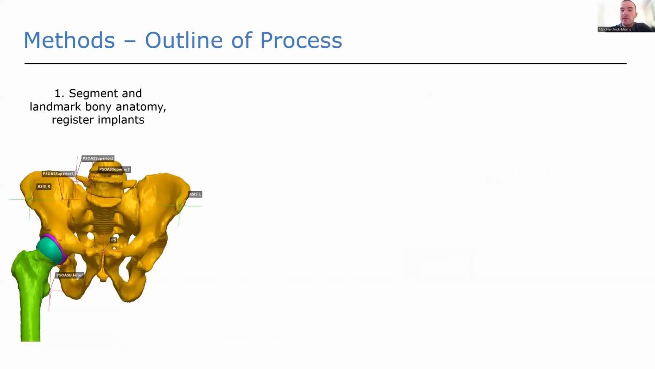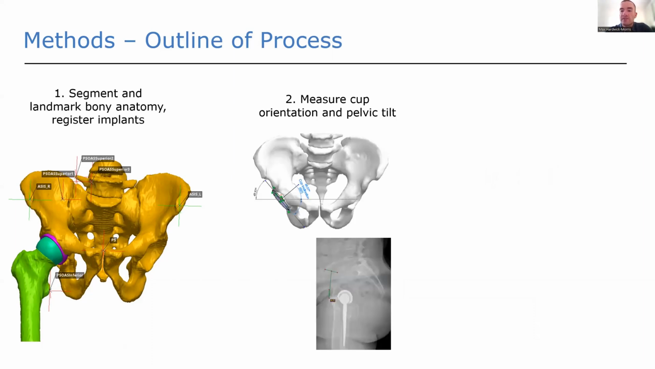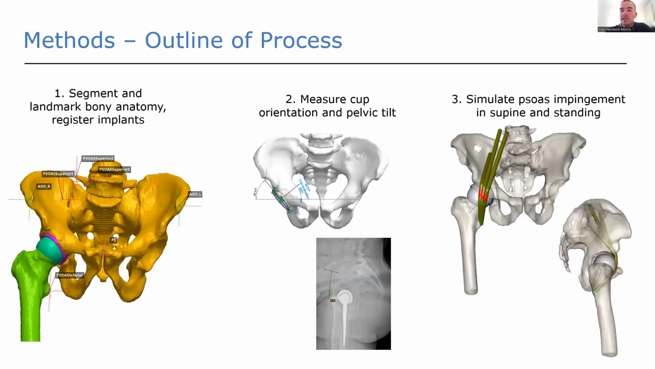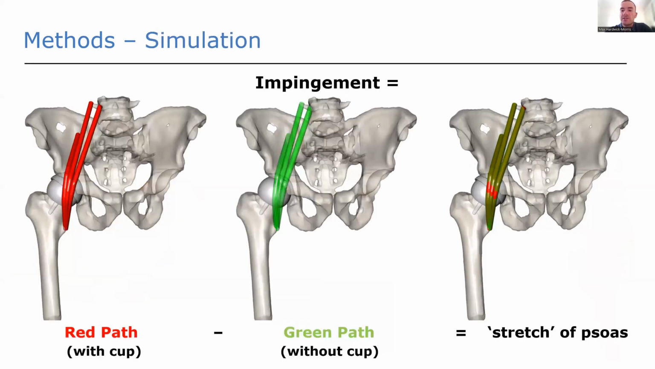At a high level, the simulation process involves segmenting and landmarking postoperative CT scans in ScanIP, registering the implants to their in situ position, and simulating the iliopsoas impingement in standing and supine positions. Looking at the simulation itself, we represented the psoas using 3 different segments that approximate the location and width of where the psoas passes over the acetabular margin and attaches at the lesser trochanter.